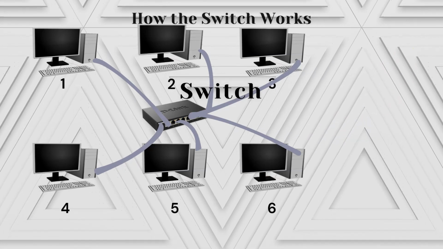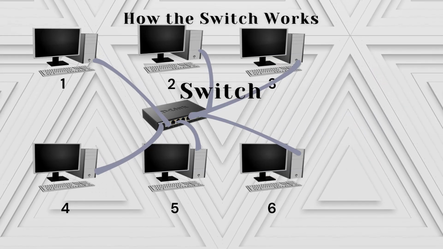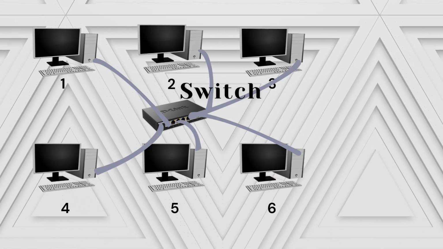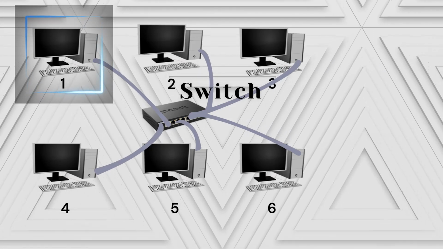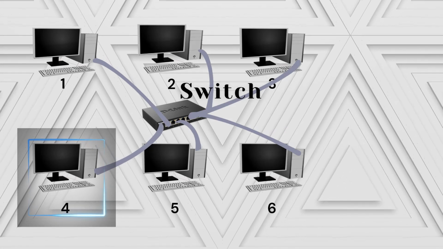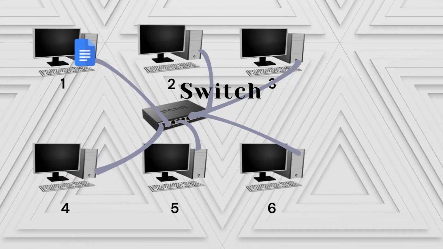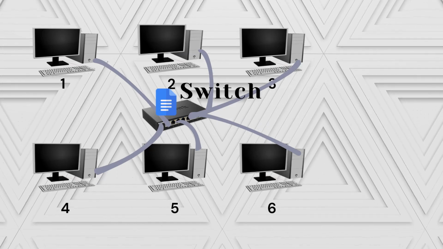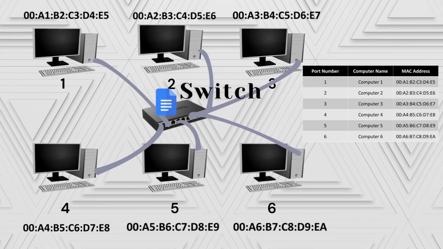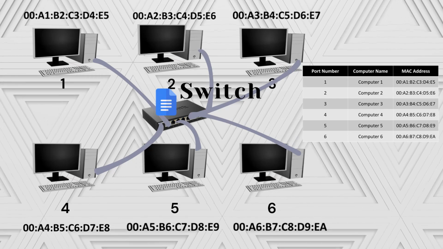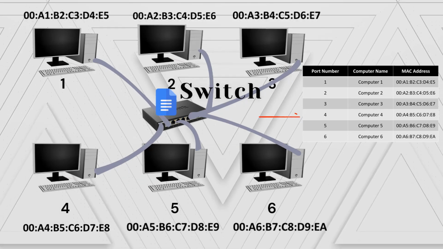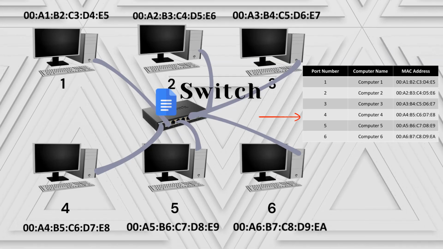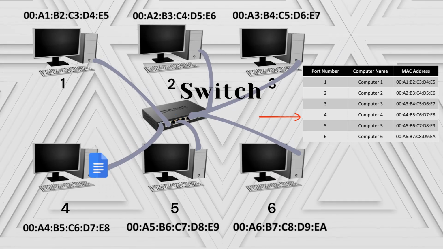Now let's see how the switch works. A switch is an intelligent network device. For example, suppose computer 1 wants to send a data packet to computer 4. The data packet starts from computer 1 and enters the switch. The switch then learns and stores the MAC addresses of connected devices in a table, mapping them to their corresponding port numbers. If the switch has already learned computer 4's MAC address and its associated port, it directly forwards the packet to the correct port, computer 4.